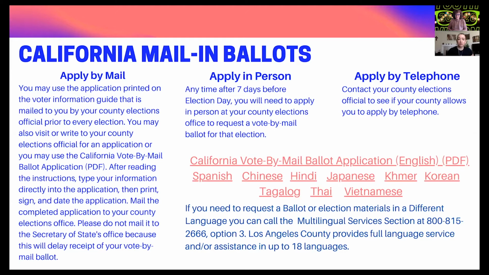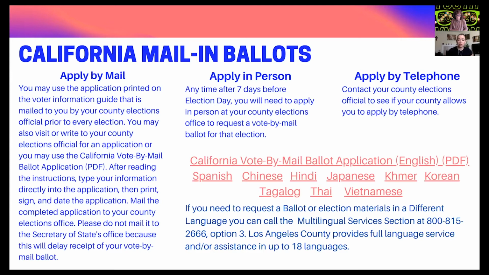You will need to apply in person at your county elections office to request a vote by mail ballot for that election. You also may apply by telephone. Contact your county elections official to see if your county allows you to apply by telephone. California vote by mail ballot applications are in English, Spanish, Chinese, Hindi, Japanese, Khmer, Korean, Tagalog, Thai, Vietnamese.